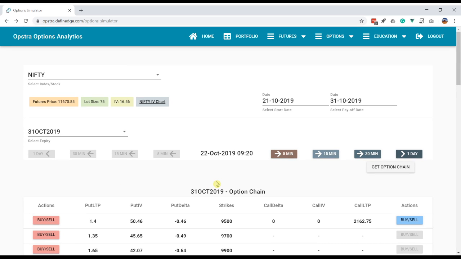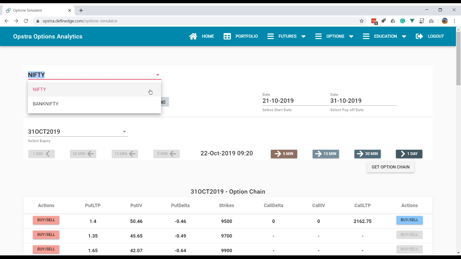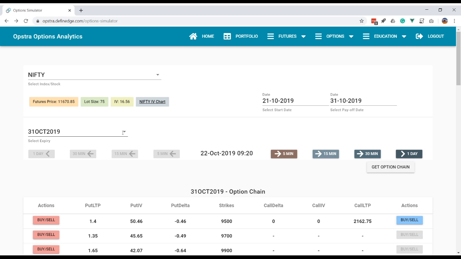How to use Option Simulator. Before proceeding further, I want to say that this is only a trial version where the number of tickers is limited to Nifty and Bank Nifty, and the number of expiries is limited to 3, 2 monthly expiries and 1 weekly expiry.